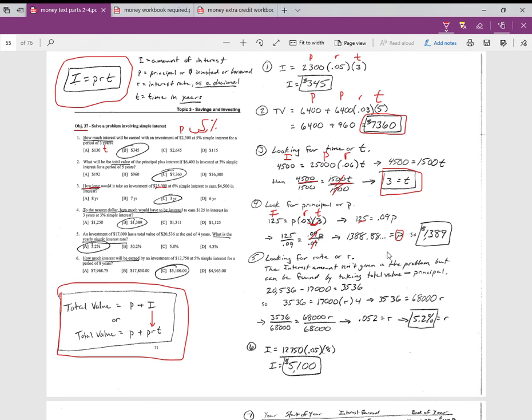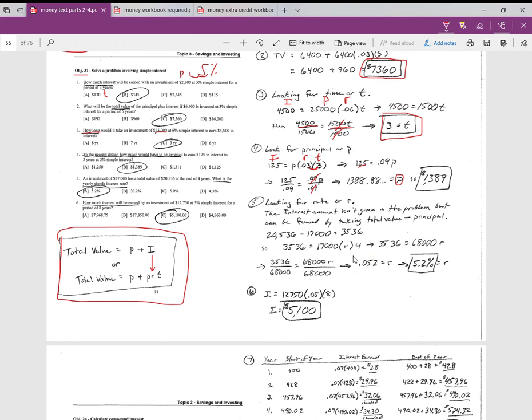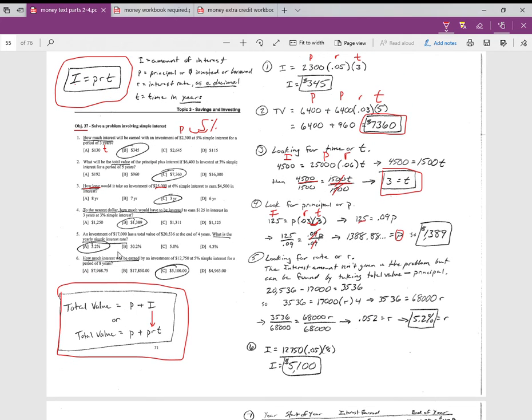So, 2 more problems left. Number 5 says an investment of $17,000 has a total value of $20,536 at the end of 4 years. What is the yearly simple interest rate? So this kind of has a couple things going on. This is a little bit harder than one we've seen earlier in the year. We're missing the interest rate, so we're missing an R, and we still want to use this formula. But they're not giving us the I.